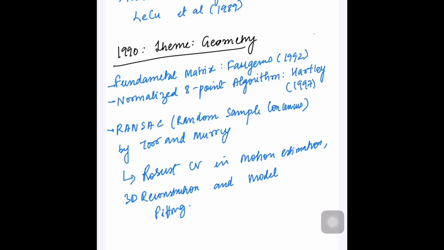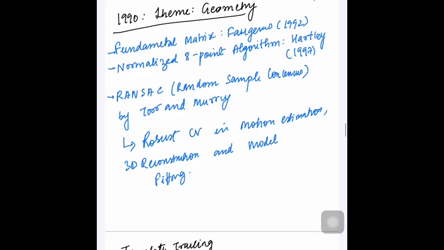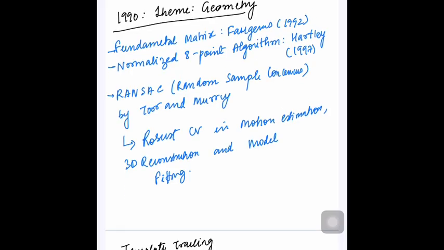In the 1990s, most researchers focused on geometry. So there were a lot of geometry-based research papers during that time, for example the fundamental matrix, the normalized 8-point algorithm, and then random sample consensus. Random sample consensus was a very robust computer vision technique used for motion estimation, 3D reconstruction and model fitting.